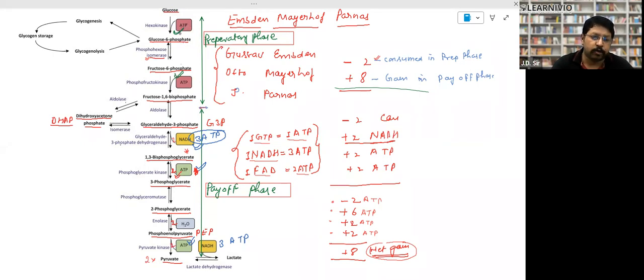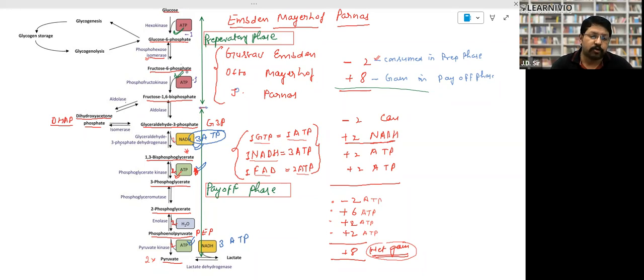One ATP will be utilized. So here I have written that one ATP will be utilized. So this is the minus one ATP, right? Now, what will happen? Glucose 6-phosphate will convert into fructose 6-phosphate. Again, one ATP will be utilized. So one more ATP loss, right?